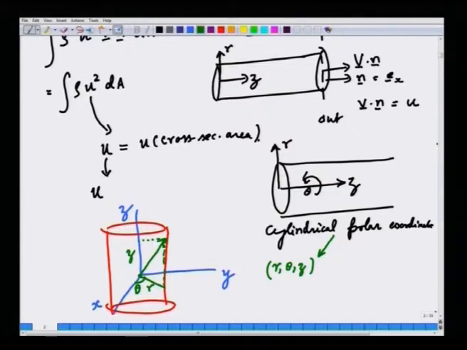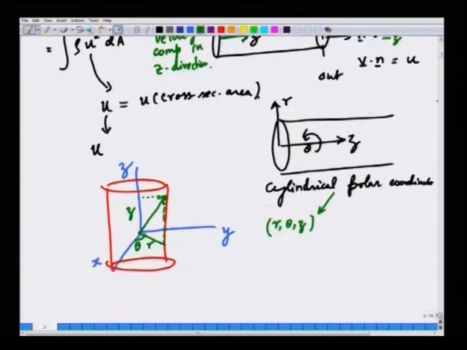Now, the fluid is flowing in the z direction, so instead of calling n as E x, n is in the direction E z, because we are using polar coordinates. Let us call the velocity component in the z direction u.